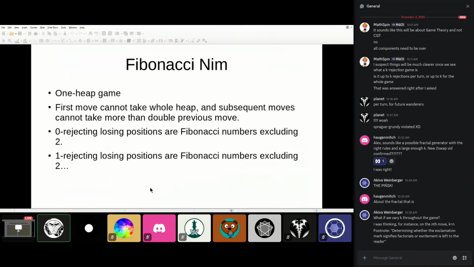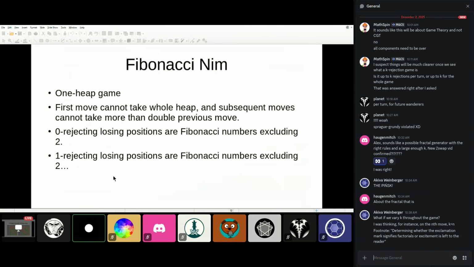Like, 1, 2, 3, 5. Why is it 8? I don't know. Oh, I didn't actually look at the game tree. Remember, there's this restriction that carries throughout the game that you also have to keep track of. So I didn't look at the full game tree.